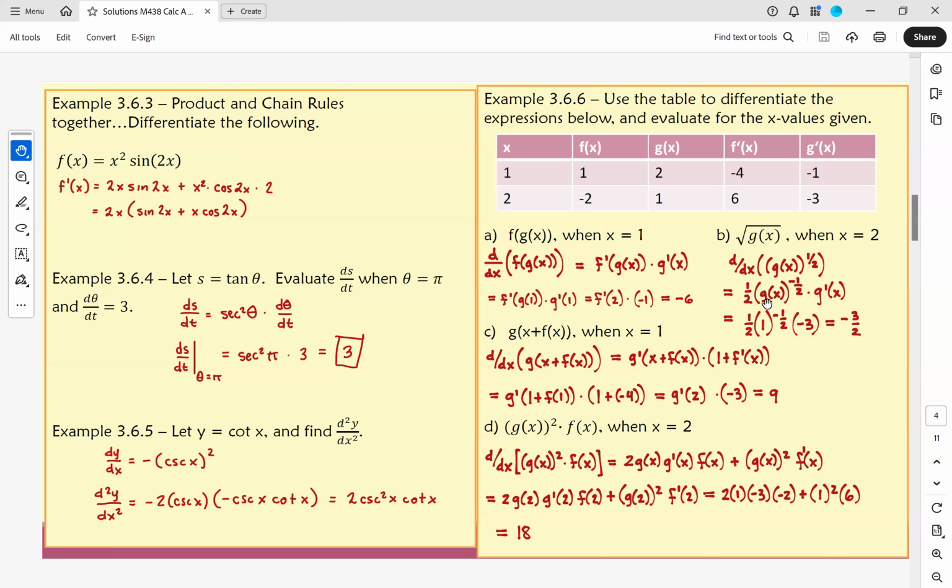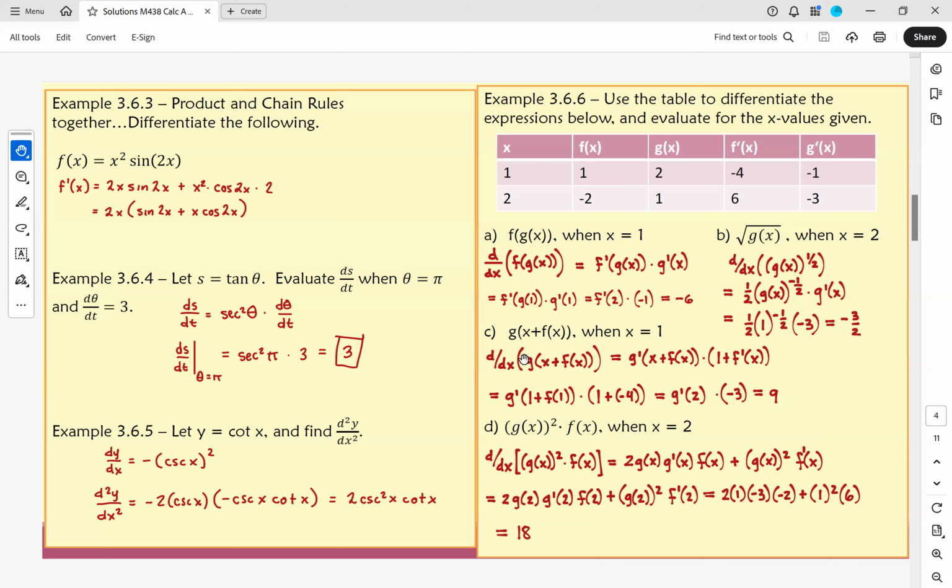g of 1. Actually, is this a mistake here? This g of x right here. Oh, sorry, we're plugging in a 2. That's my mistake. But yeah, this is going to be g of 2 here, we're plugging in. G of 2 is a 1. G prime of 2 is a negative 3. And we clean it up from there.